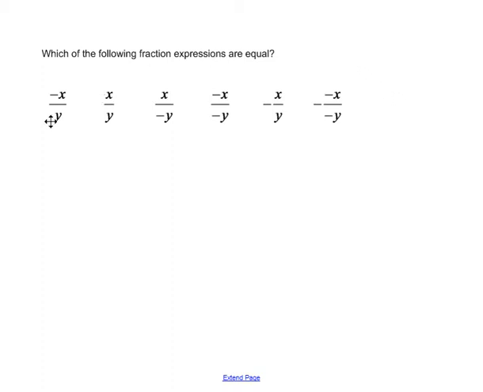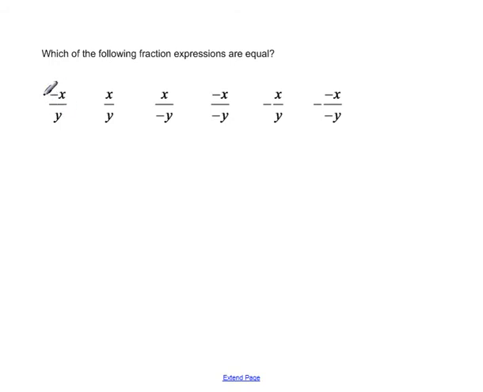So for each one of these, what we want to do is think about what the sign would be, because each one of these, notice, would have an x in the numerator and a y in the denominator, but where the signs are and aren't is changing from problem to problem. So let's just take a look at each one individually and think about what the signs are going to be here. So for this first one, we have the opposite of x over y.